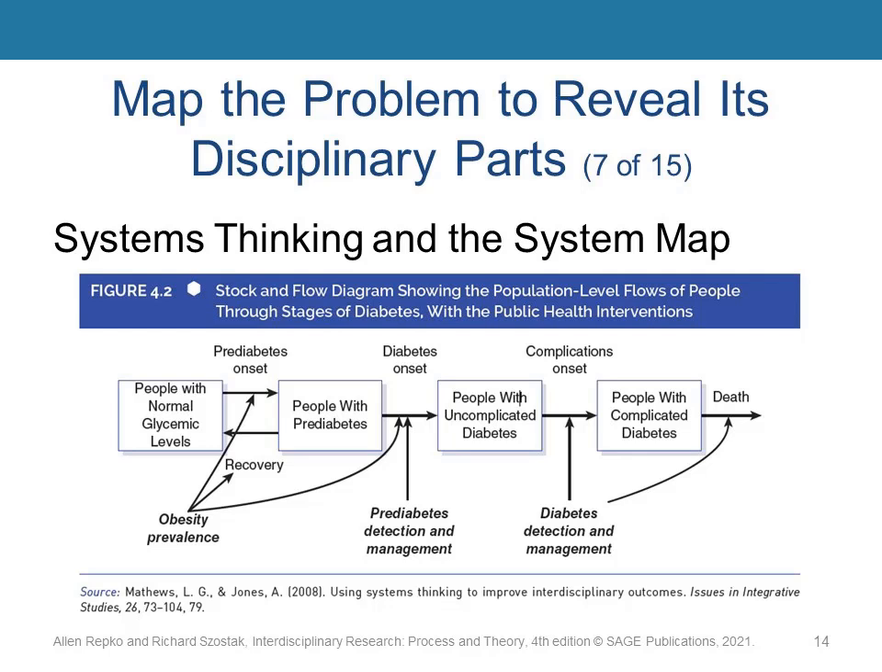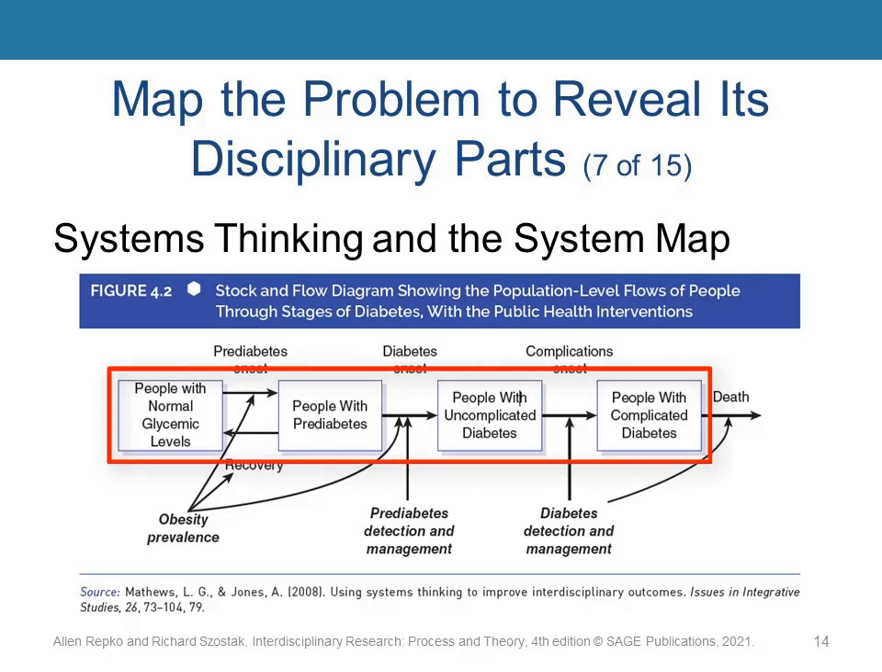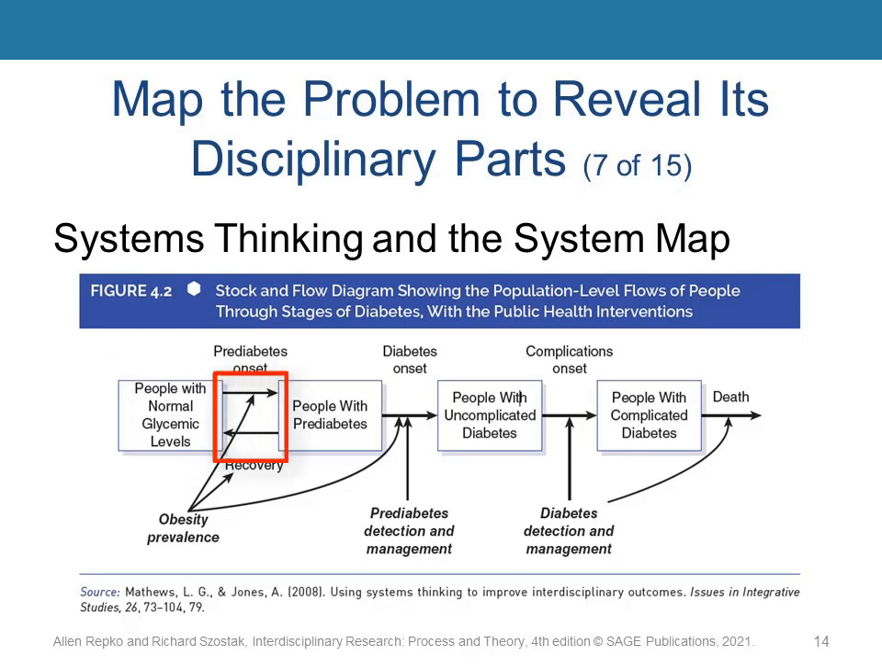This one shows how people move through the stages of diabetes and the public health interventions designed to address the flow. Each box represents a stock or an accumulation of people. The first stock is people with normal glycemic levels. The arrows represent the flow or relationships between various stocks.